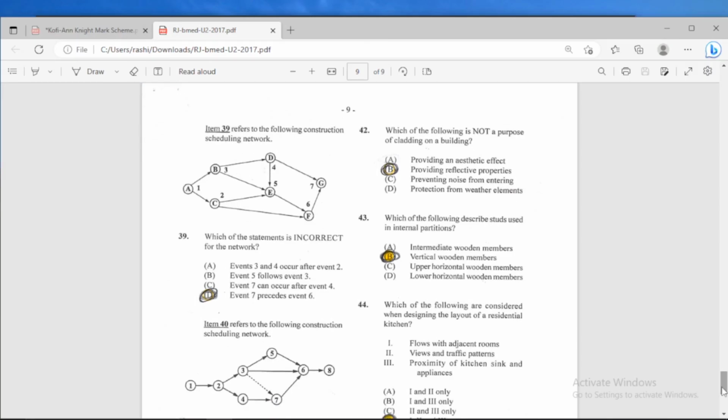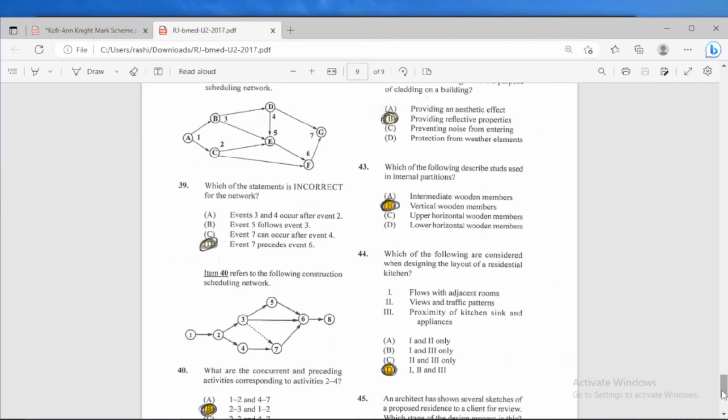Number 42. Which of the following is not a purpose of cladding on a building? Providing an aesthetic effect, providing reflective properties, preventing noise from entering, or protection from weather elements. So it is to provide reflective properties. That is not a purpose of cladding.